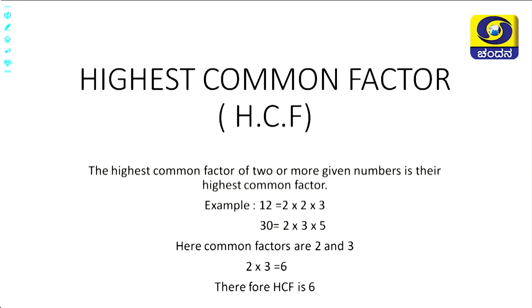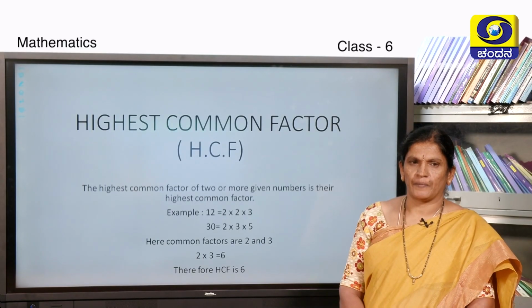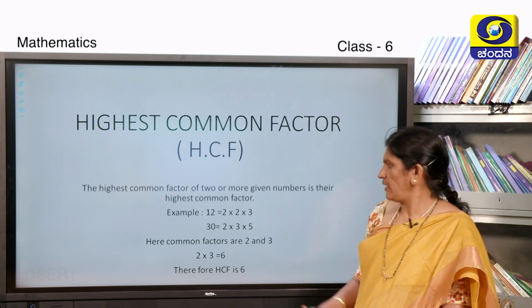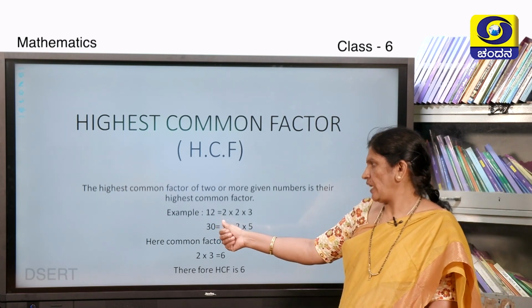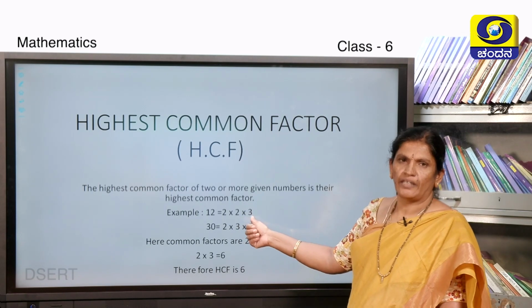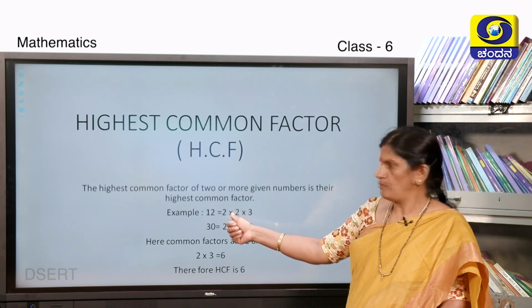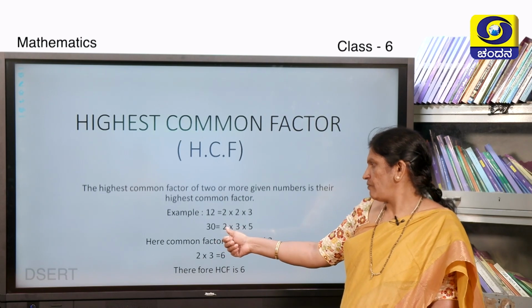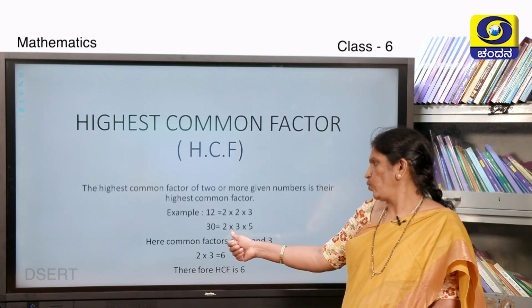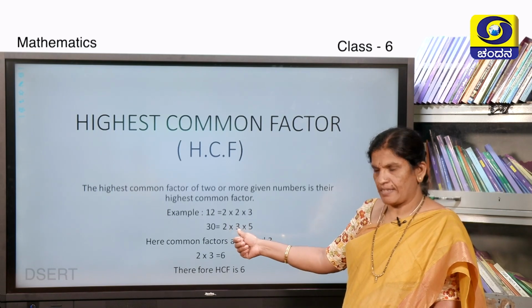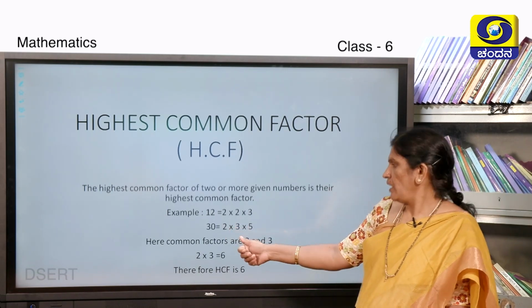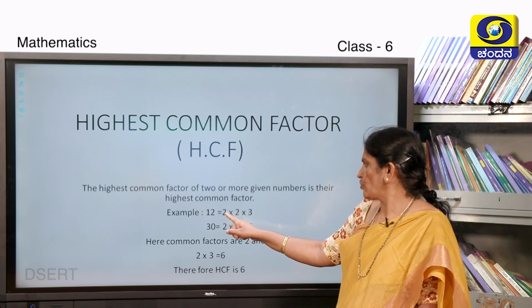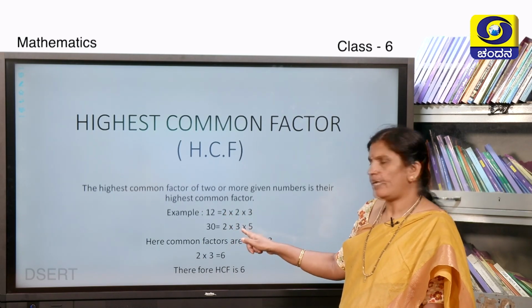See, the definition of highest common factor: the highest common factor of two or more given numbers is their highest common factor. For example, I have taken 12. Prime factors of 12 are 2 into 2 into 3. 2 2s are 4, 4 3s are 12. Next 30. Prime factors of 30 are 2 into 3 into 5. 2 3s are 6, 6 5s are 30. Here common factors are here also 2, here also 2, here also 3, here also 3.